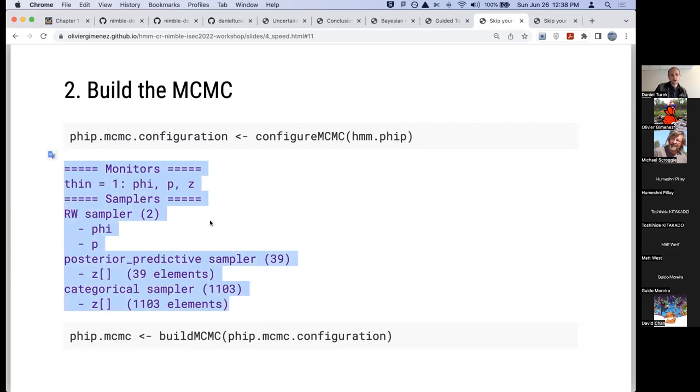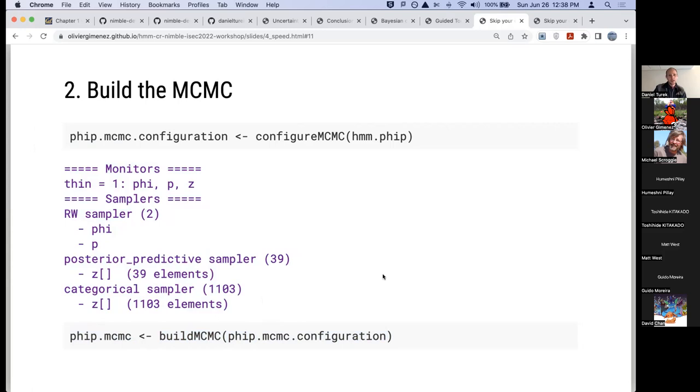And as a side note, this concise summary didn't exist before. When I was with you in Montpellier is when I actually wrote the code for making this concise summary, which is much more direct for looking at what's going on. Previously, there was just a full-blown output. I'll show that too. Then use the configuration object to build the MCMC, and here's the actual executable but uncompiled MCMC.